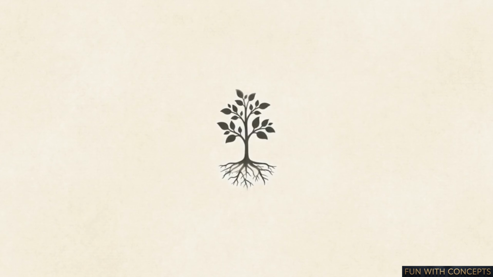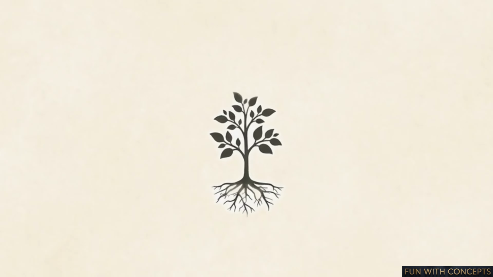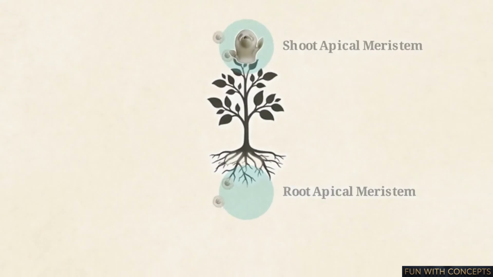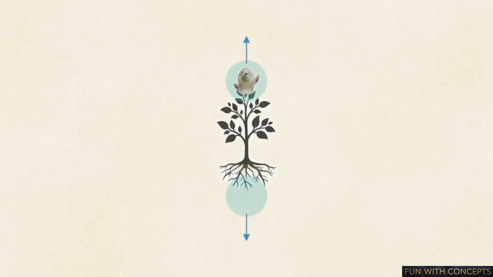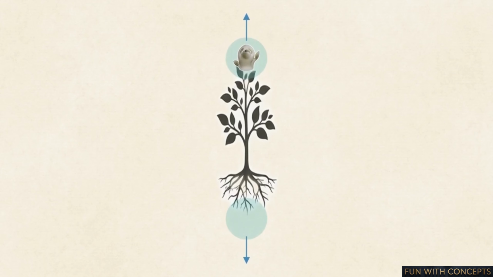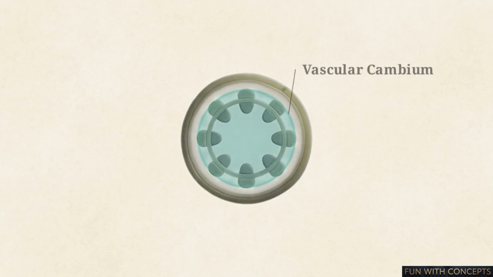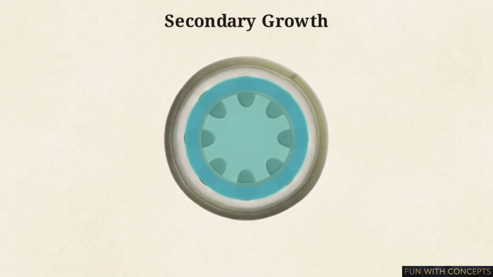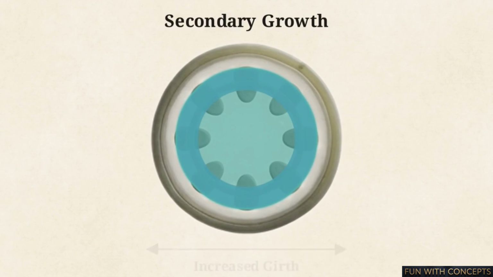Their location dictates how the plant grows. Apical meristems are found at the tips of shoots and roots. As these cells divide at the apex, they drive primary growth, increasing the plant's overall height and root depth. Lateral meristems, like the vascular cambium found between the xylem and phloem, sit on the sides of stems and roots. Their division causes secondary growth, increasing the girth or diameter of woody plants.